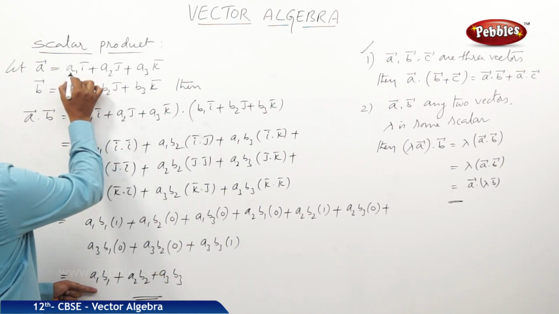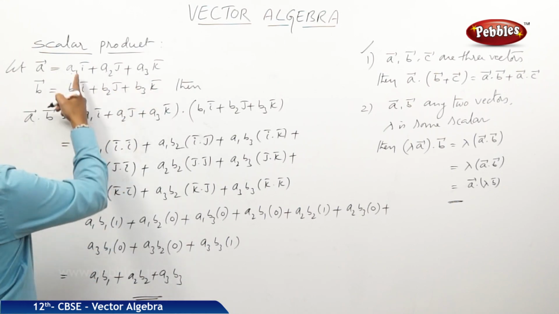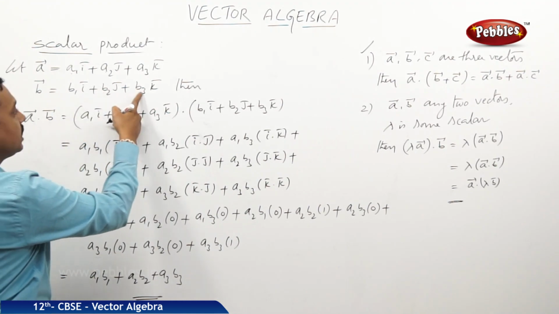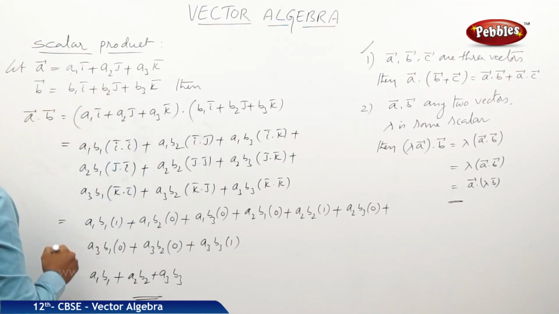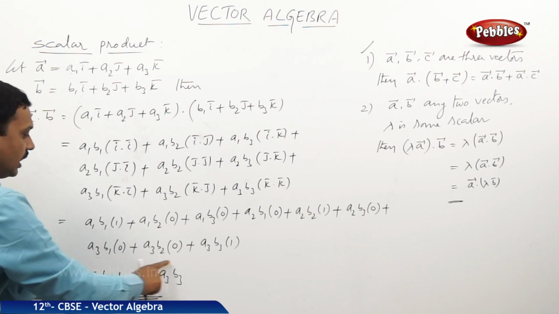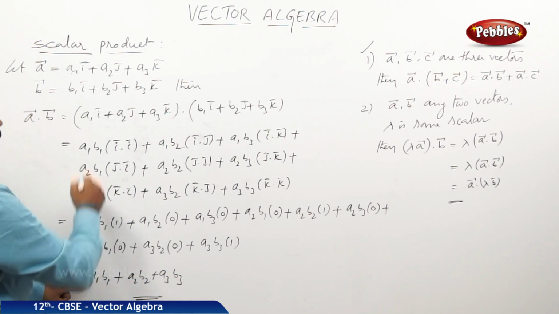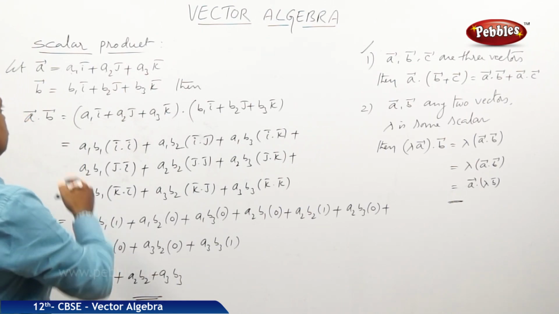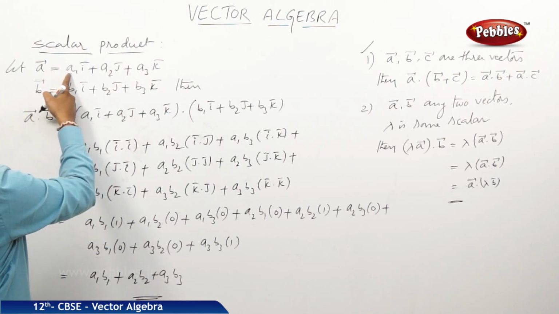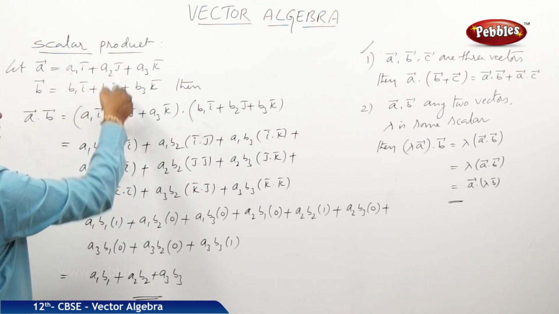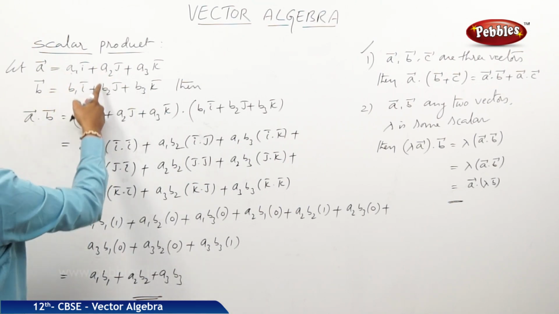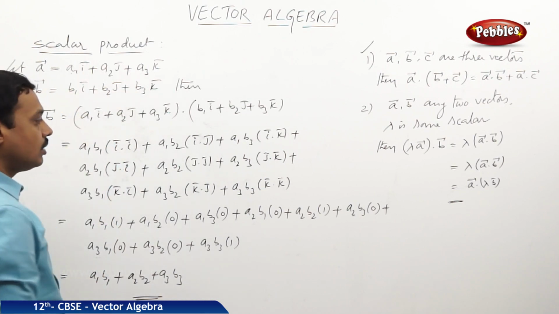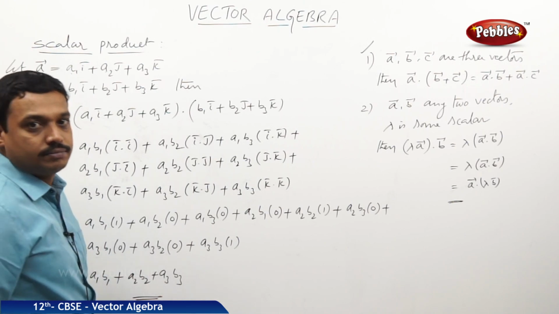See what are a1, a2, a3? These are the components of the given vector a bar. b1, b2, b3 are the components of the vector b bar, so it is the sum of the product of corresponding components of the respective vectors. If any two vectors are given, then you can multiply the corresponding components, a1 b1 plus a2 b2 plus a3 b3. So that gives the dot product of any given two vectors.